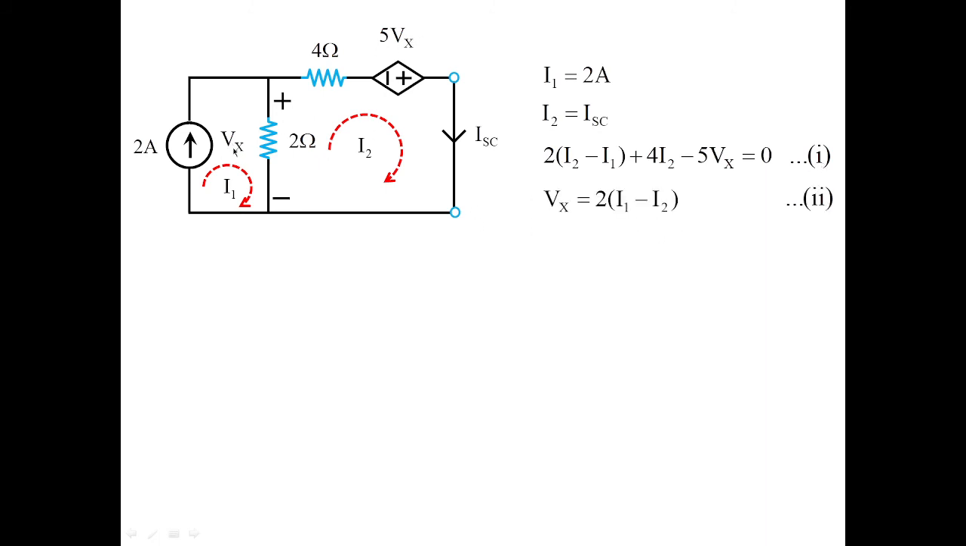Vx is the established voltage across 2 ohms. The positive and negative symbols of Vx are given already. So the direction of current, what we have assumed, they are acting along with the given direction of the voltage. So Vx becomes 2 times I1 minus I2. With all these values, that is I1 is equal to 2, Vx is equal to 2 times I1 minus I2, I'm going to get the value of I2, which is equal to 3 by 2 amperes or 1.5 amperes. Once I'm obtaining the value of I2, the short circuit current is obtained.